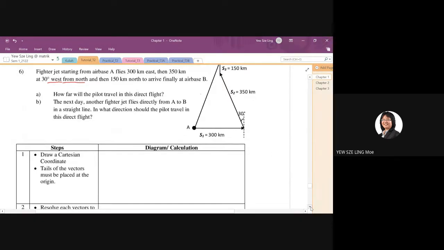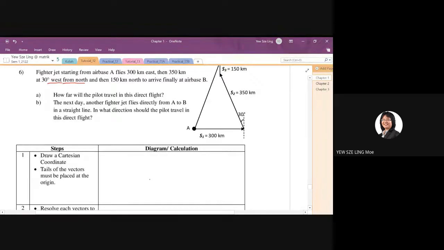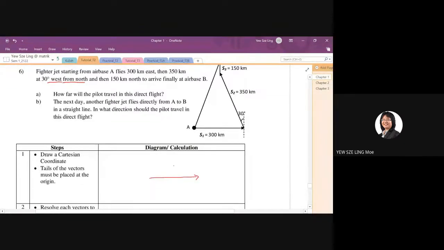So you want to calculate the resultant vector. How are you going to calculate it? Because it says how far. You start from an xy plane. This is x, this is y. And now you move these vectors one by one into your xy plane. You transfer them from the diagram into the xy plane.